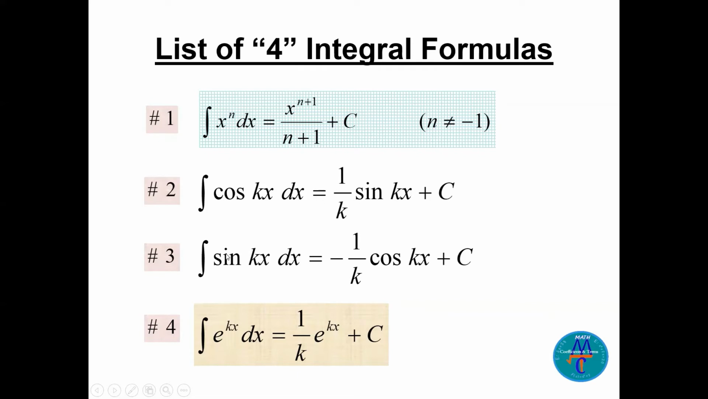Formula number 3, the integral of sine kx dx, it will be minus 1 over k cosine kx plus capital C. Number 4, the integral of exponential e to the power kx dx, it will be 1 over k e to the power kx plus capital C. So these are the basic 4 integral formulas you can use anytime you like.